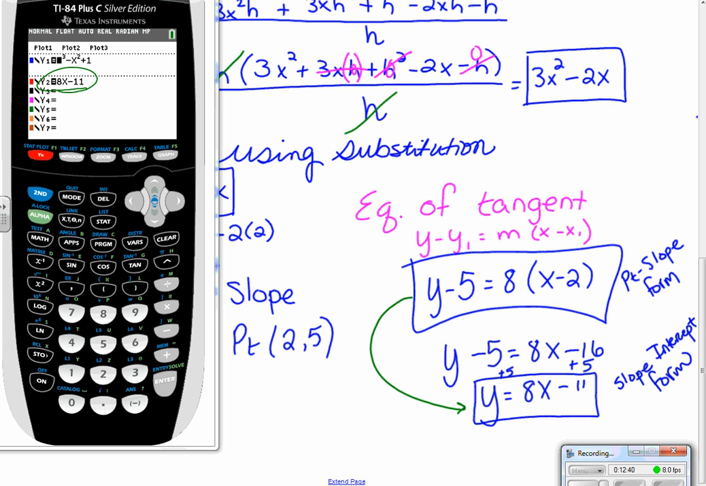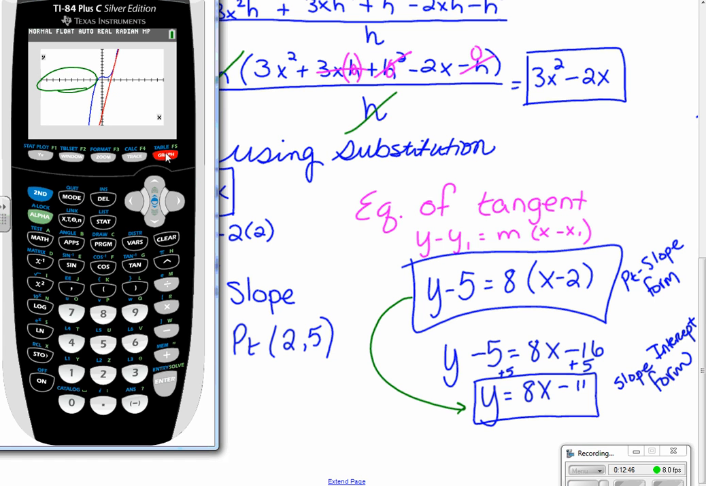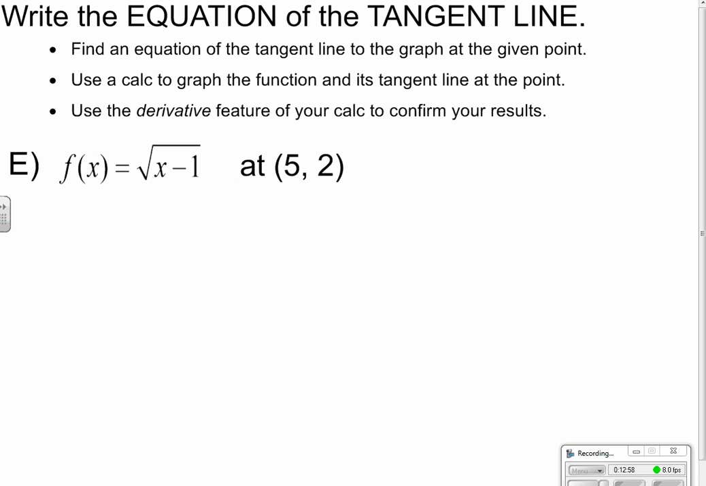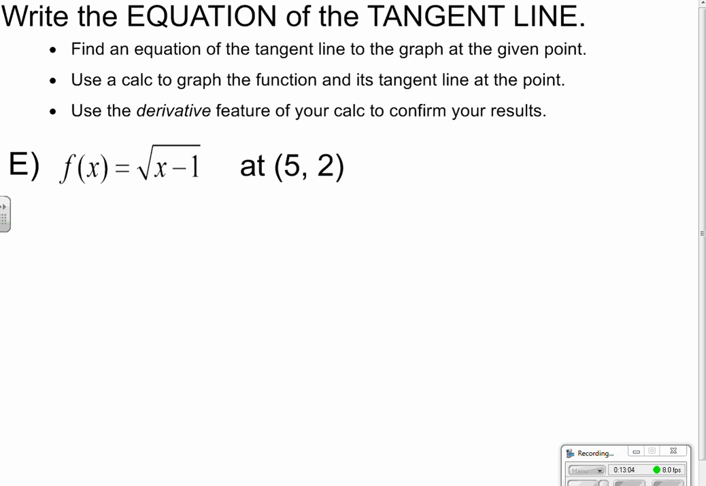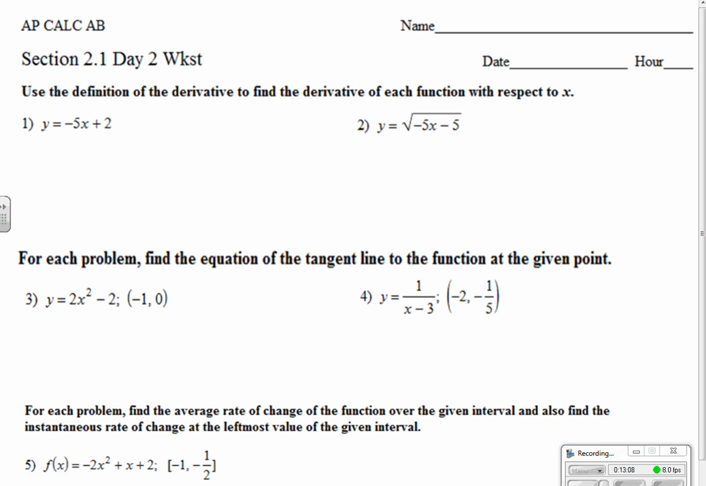So my original function, the cubic, is in blue and the linear is in red. If I hit graph, we're going to see those two functions. And indeed, we have a tangent point at 2, 5, and the red shows the tangent line. Yes, that works good.